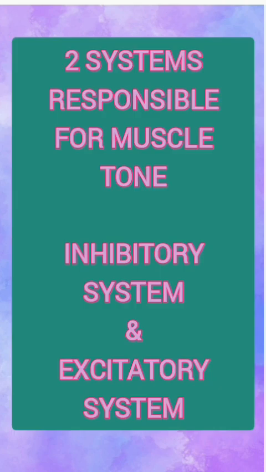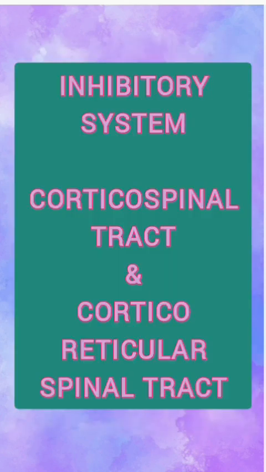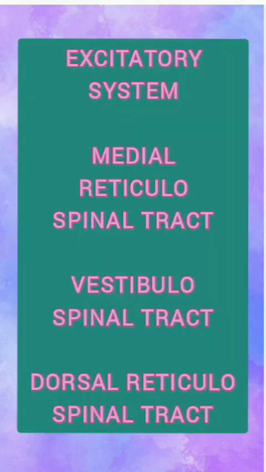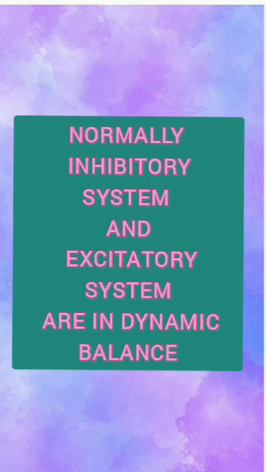Basically, there are two systems responsible for muscle tone. The inhibitory system, that is corticospinal tract and corticoreticular spinal tract, and the excitatory system, which consists of medial reticulospinal tract, vestibulospinal tract and dorsal reticulospinal tract. Normally, both the inhibitory system and the excitatory system are in dynamic balance, and therefore the inhibition to the spinal cord is easily adjusted according to the demand.